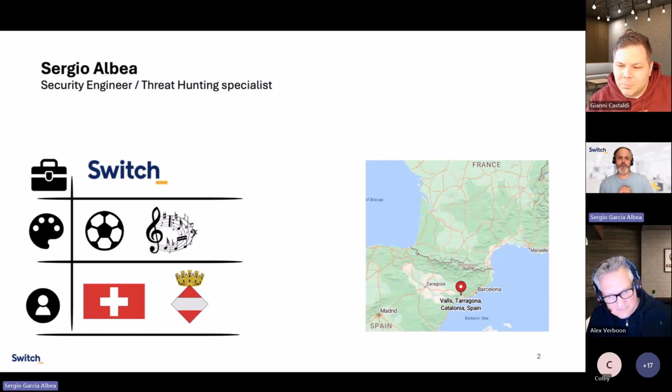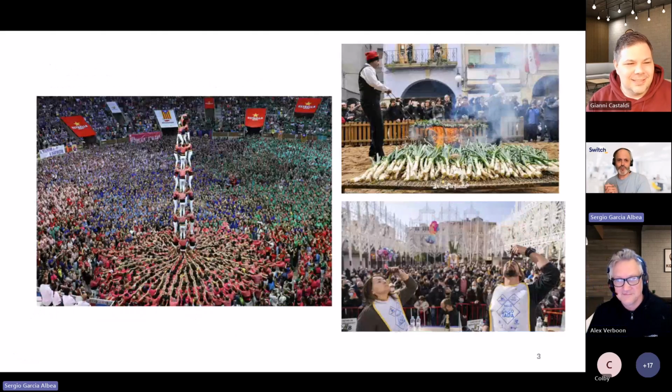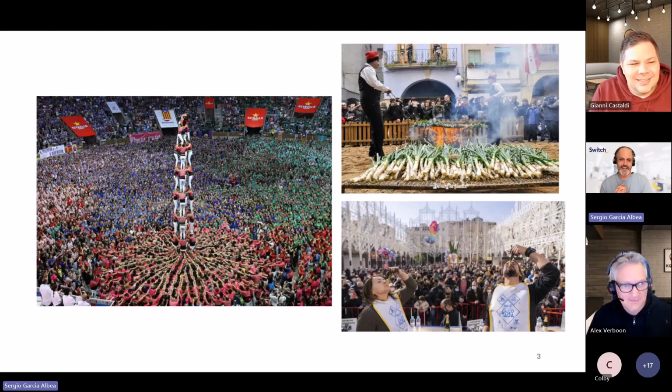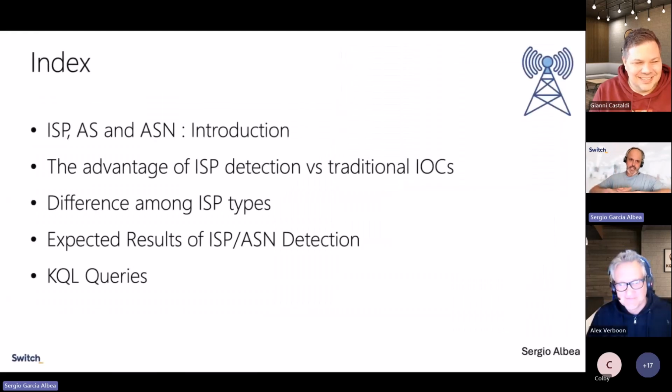And now I'm really happy with these things. But I'm coming from a small village close to Barcelona, Spain, which is called Valls, and is famous for two things. I always love to share that. The best one: building human castles, as you can see on the left, and on the right, one of the most strange competitions, to see who can eat more onions in 1 hour. Yeah. So let's go to the topic itself.